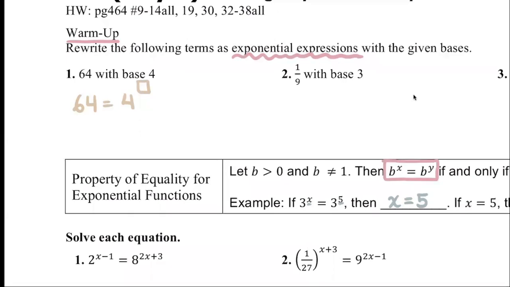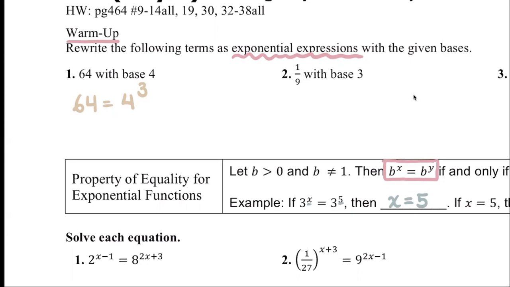Good. Nice. Waiting for a few more. Okay, good, good, good. Yeah, nice, guys. So yeah, that exponent would be 3. So if I wanted to write 64 in base 4, I would put 4 to the 3rd would equal 64.